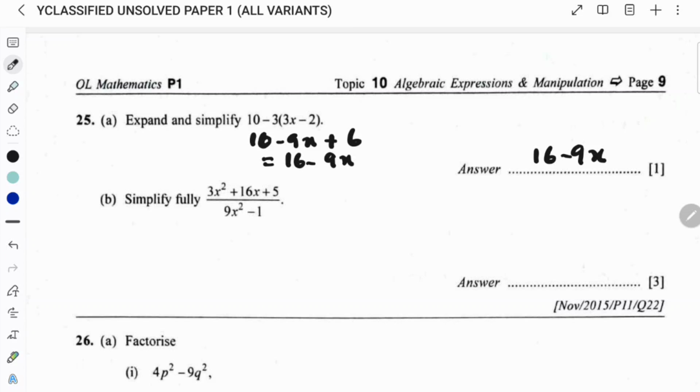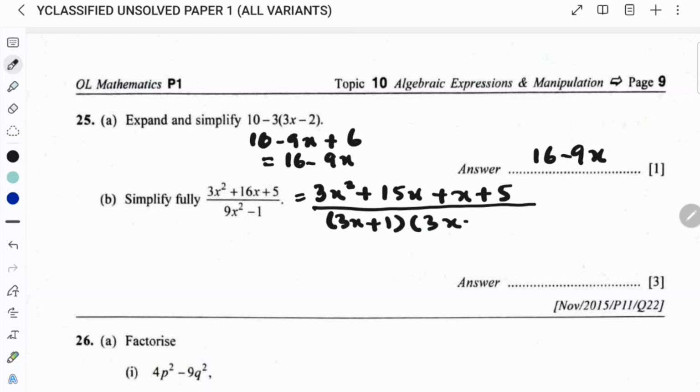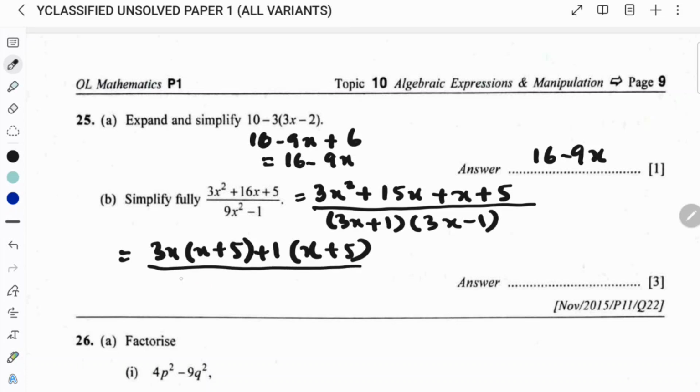So numerator, denominator. First, what do you do? You factorize this. 3 times 5 is 15, and we'll take 15 times 1 is 15 because we'll have to take the sum. So 3x square and 15x plus x plus 5. You can do numerator and denominator separately and then do it later, it's up to you. The denominator will become (3x plus 1)(3x minus 1), difference of 2 perfect squares. Numerator again, 3x common, x plus 5, plus 1 common, x plus 5. Then you can write 3x plus 1.